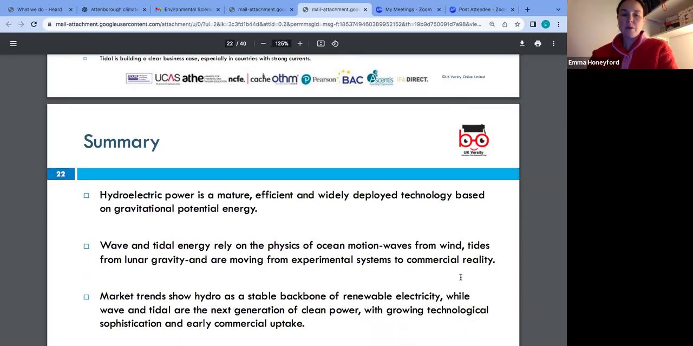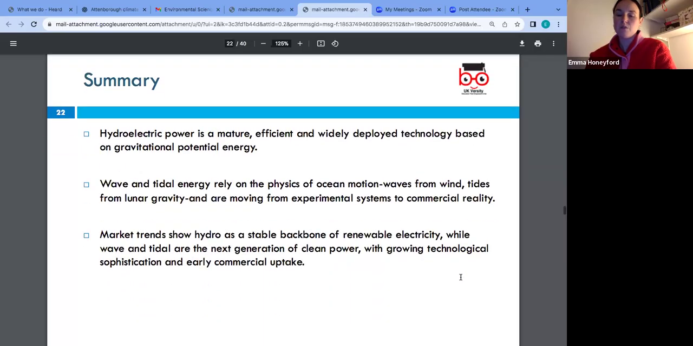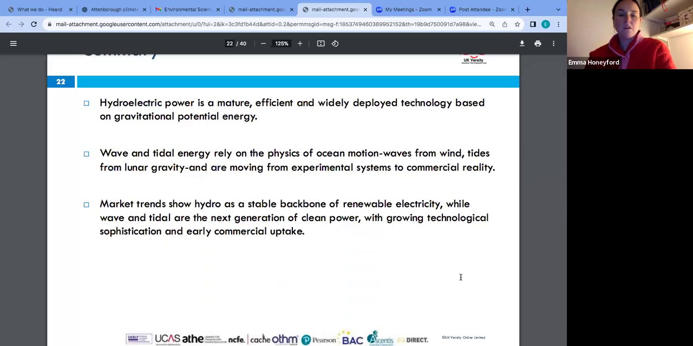So in summary, hydroelectric power is a mature, efficient and widely deployed technology based on gravitational potential energy. Wave and tidal energy rely on the physics of ocean motion, waves from wind, tides from lunar gravity, and are moving from experimental systems to commercial reality. Market trends show hydro as a staple backbone of renewable energy, while wave and tidal are the next generation of clean power with growing technological sophistication and early commercial uptake. So we see that the success of every form of renewable energy is dependent on so many different factors.